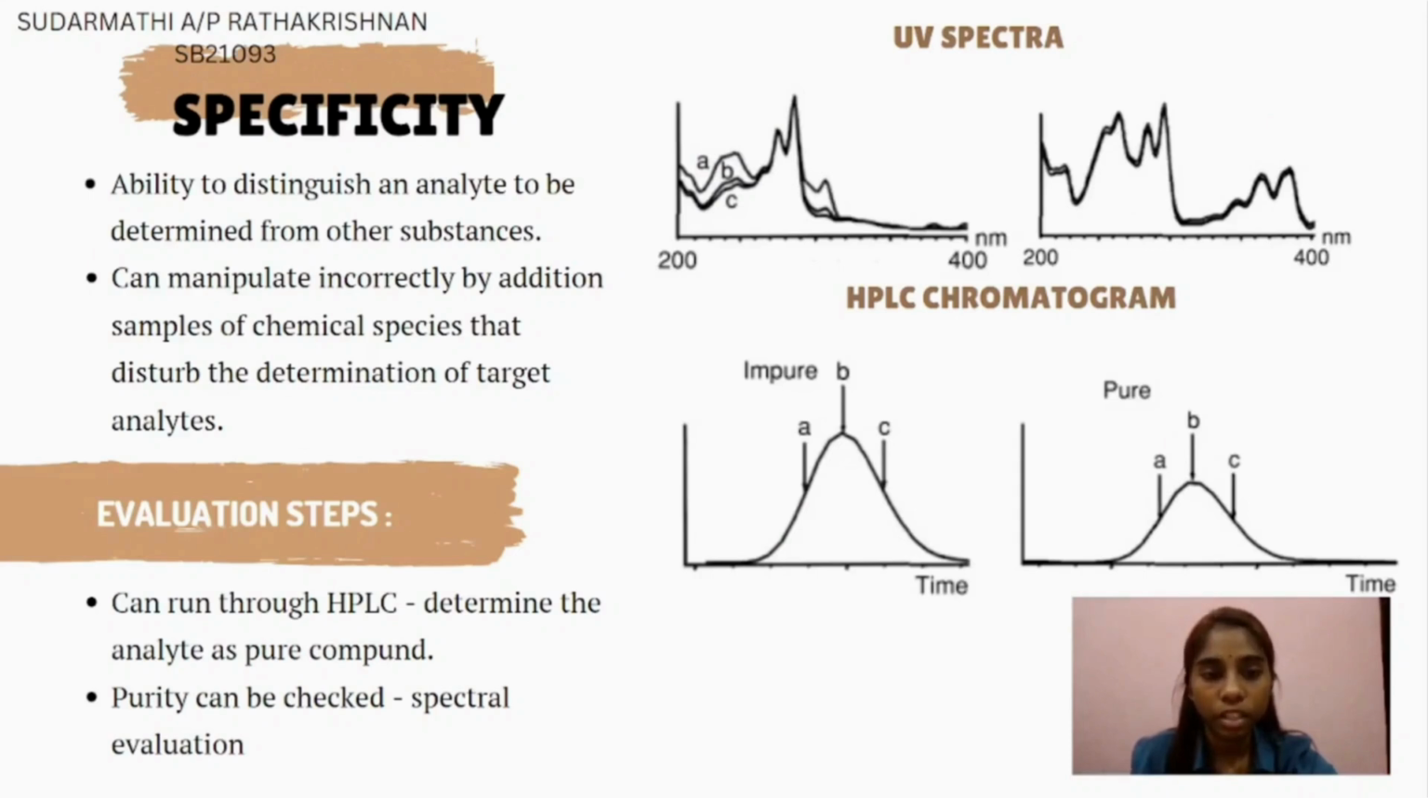Specificity is the ability to distinguish an analyte to be determined from other substances. It could also be tested by adding to the sample chemical species that disturb the determination of target analytes. To evaluate specificity, we can use HPLC to determine the analyte as a pure compound. Purity can be checked through spectral evaluation.